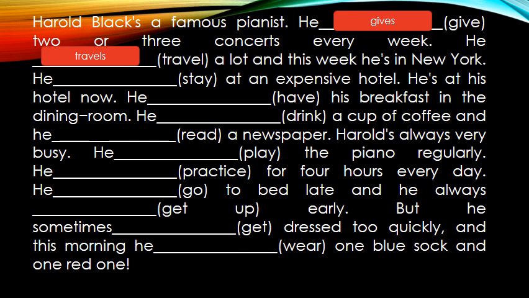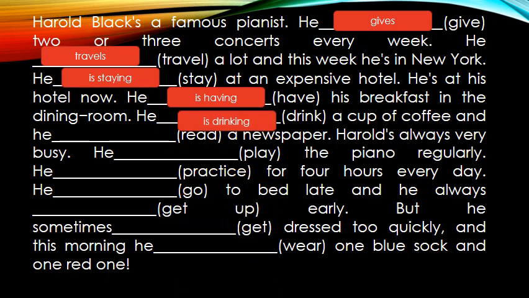And this week he is in New York. This week he stays at an expensive hotel. So now he is staying at an expensive hotel because he is now in New York. He is at his hotel now. So now he is in the hotel. He has his breakfast. Since it's happening now, I have to use the present continuous. He is having his breakfast in the dining room. He is drinking a cup of coffee, and he is reading a newspaper.